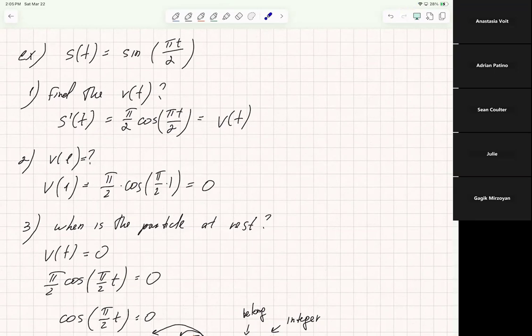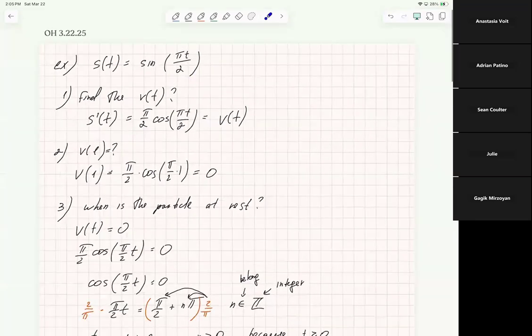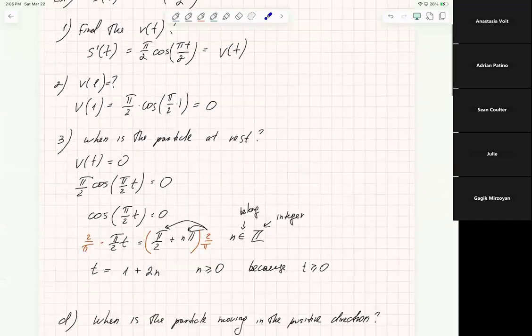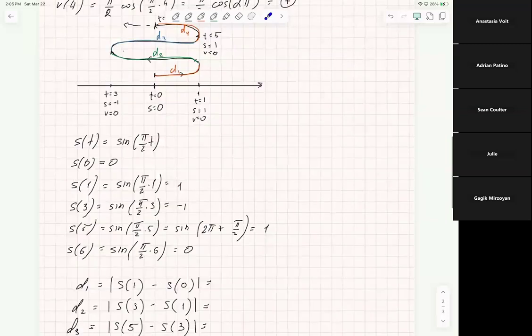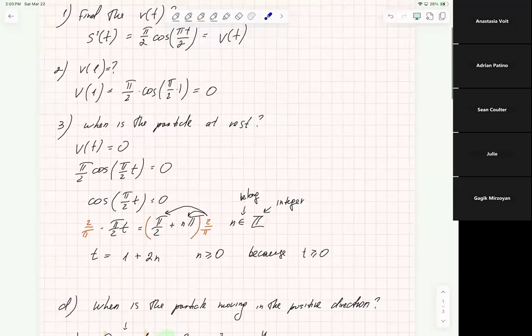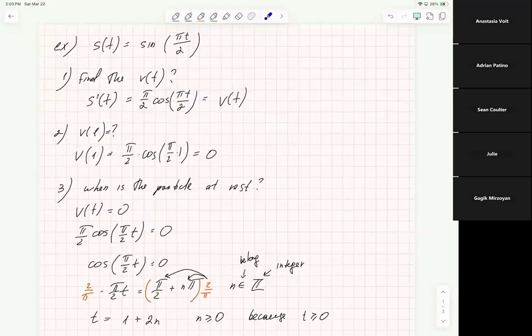Last class we didn't finish the problem s of t equals sine pi t over 2. We were doing the topic of rates of change, and I told you to finish that problem, but I think that might not be the case for everyone. So today I want to finish that problem with you guys.